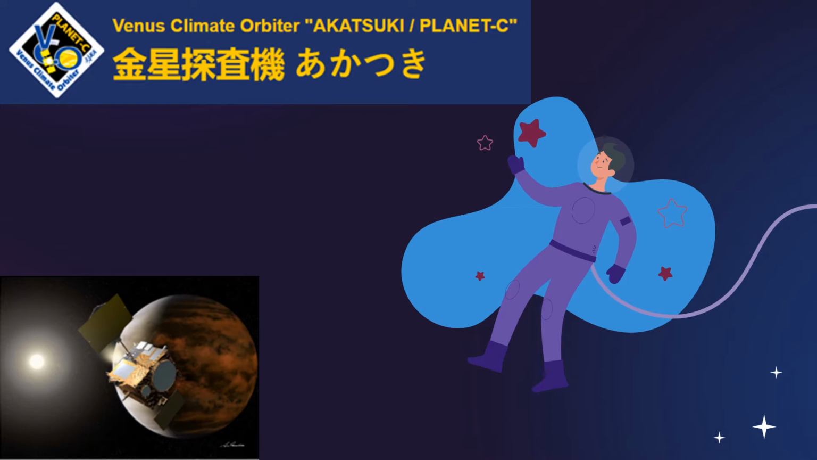This is the logo of the Akatsuki mission, where on the bottom left we have the illustration of Akatsuki, and behind it is the planet Venus.